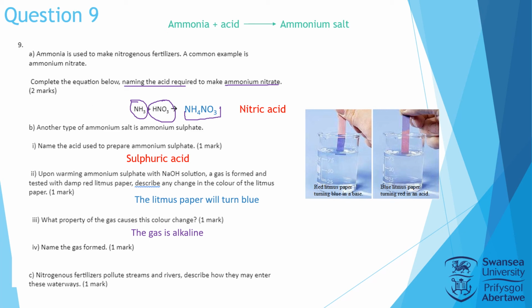Sorry, I got quite confused myself for a minute. But we've got the red litmus paper turning blue in the base, which is exactly what would happen in this reaction, and this is what you would see. So the gas formed is ammonia. It's the alkaline gas. And then the last bit of the question is how would nitrogenous fertilizers enter streams and rivers? So anything to do with runoff from fields or farmland, anything to do with fertilizer spraying, and you'd probably get a mark on that question.